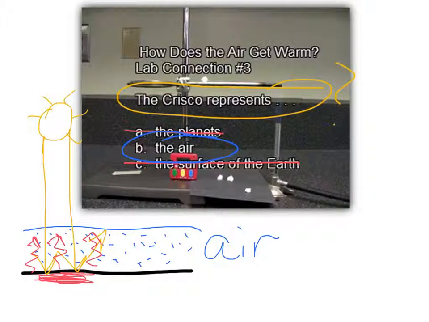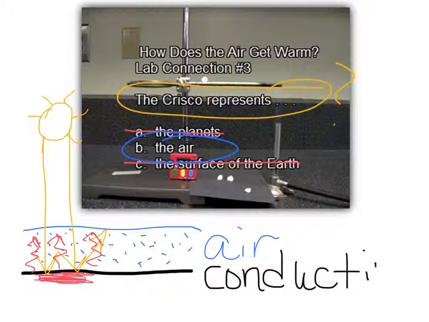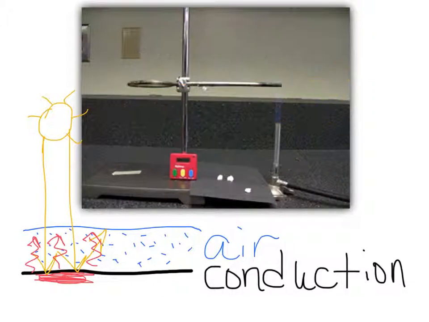When heat is passed from one object or substance to another because they are touching, the process is known as conduction. The air is heated by conduction with the Earth. The Earth heats the air through the process of conduction. Crisco blob number 4, dropping at 3 minutes and 52 seconds.